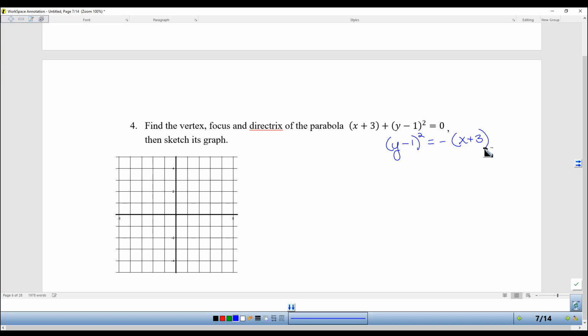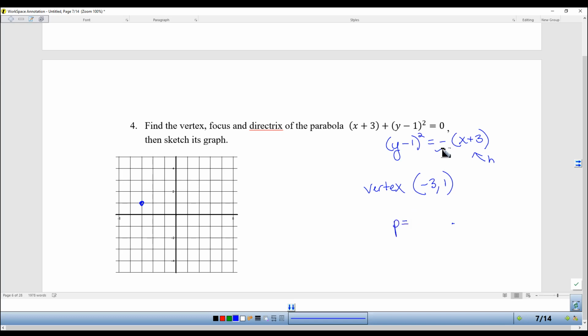Leave it this way, because while it's together in parentheses, this represents the h. So you really want it to look like that. If you distribute it, then your formula doesn't work anymore. So you actually need it in that form. So they were being nice. So my vertex is negative 3. Remember to do the opposite. Positive 1, negative 3, positive 1. That is my vertex. And then what is p?